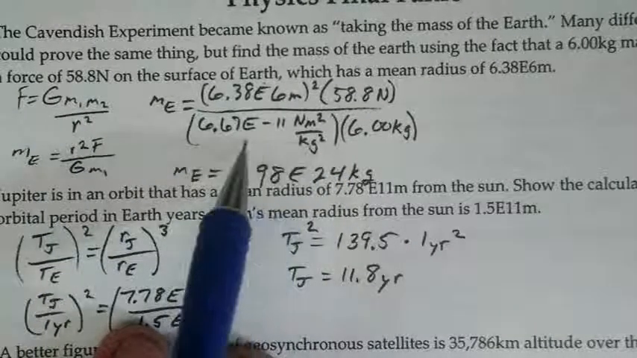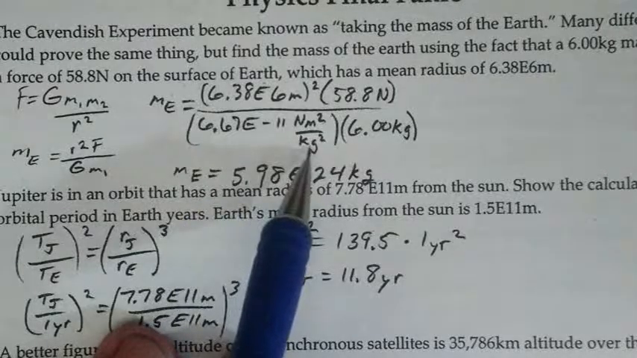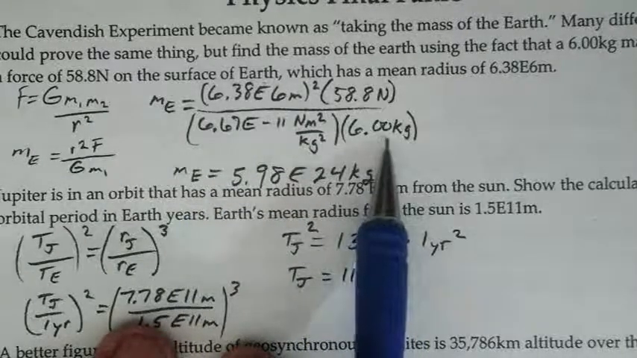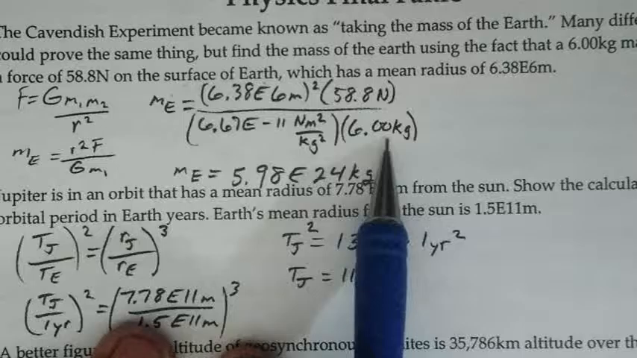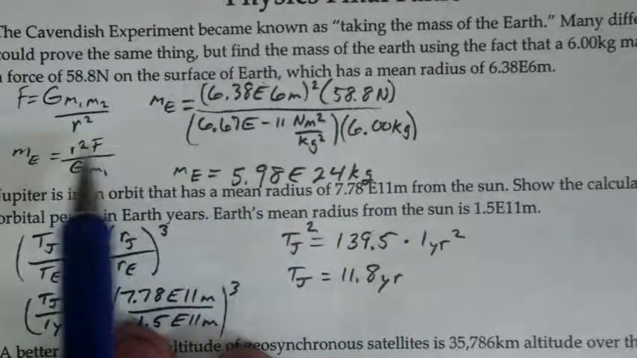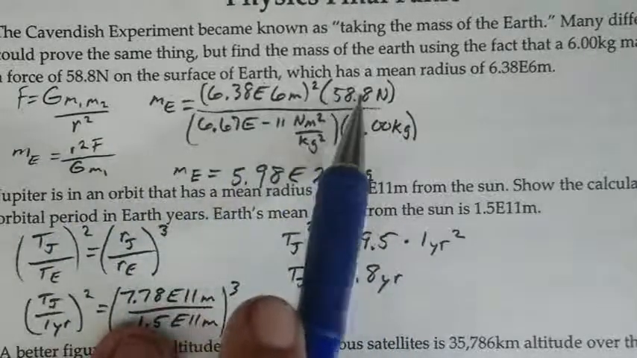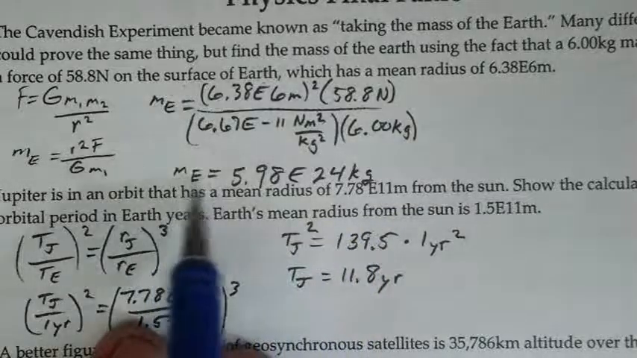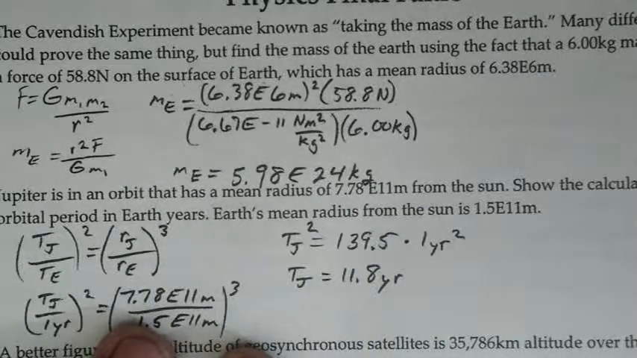Here's the gravitational constant. That's a given. Don't bother memorizing it. Just know how to use it. And here's the actual mass of the object. Remember, R is squared. So this squared times this, divided by this, gives me the mass of the Earth.